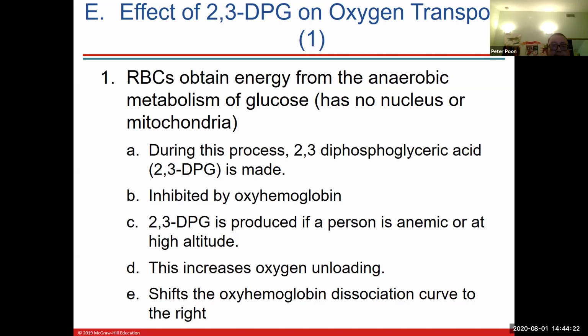Red blood cells obtain energy from anaerobic metabolism of glucose. So they don't use the oxygen they transport. That would be kind of wasteful. During this process, 2,3-DPG is made. This is inhibited by oxyhemoglobin.